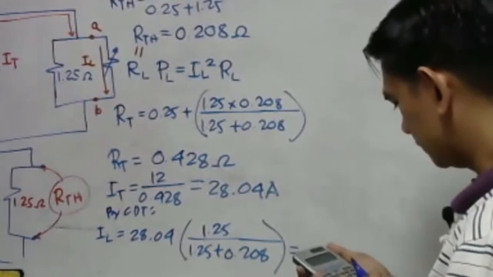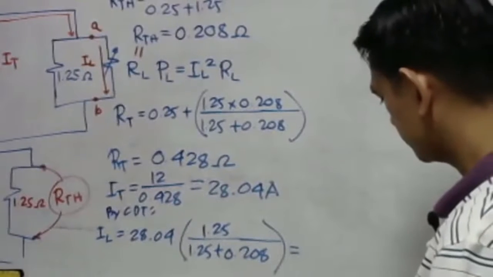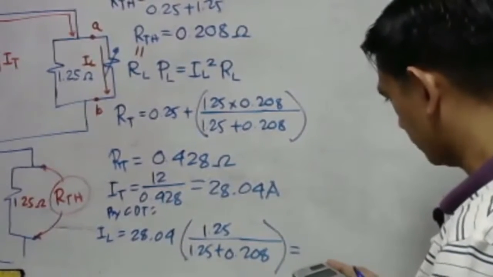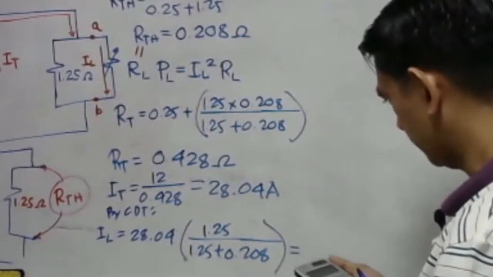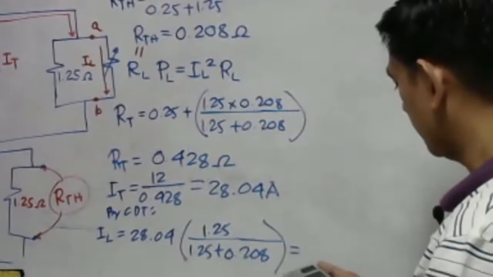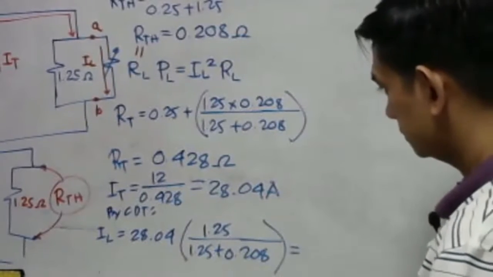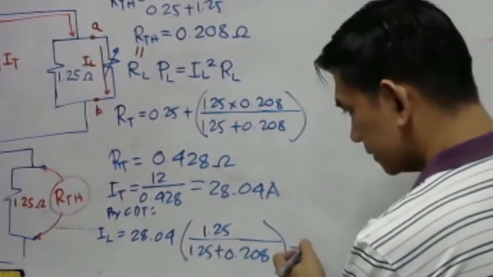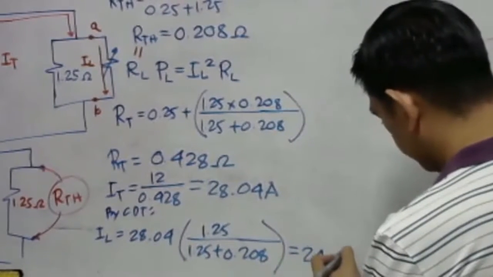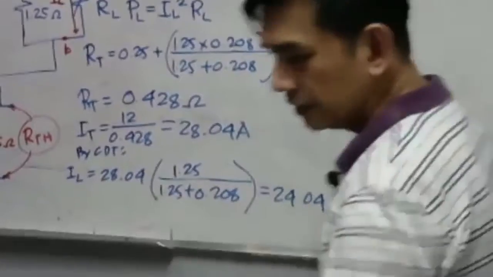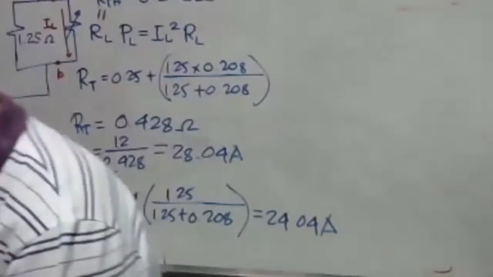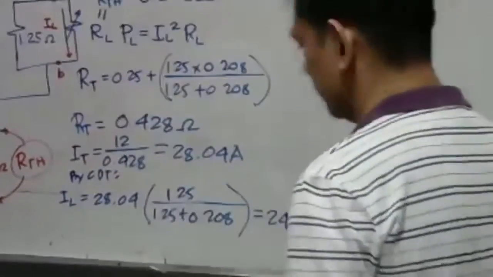So 28.04 times 1.25 divided by 1.25 plus 0.208. That is equal to 24.04 amperes. So that will be our load current here, 24.04.